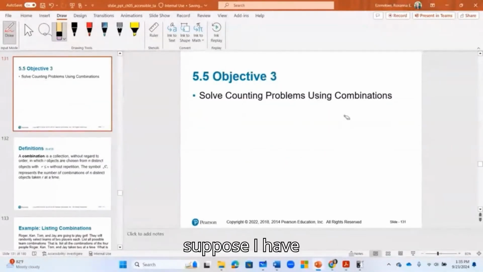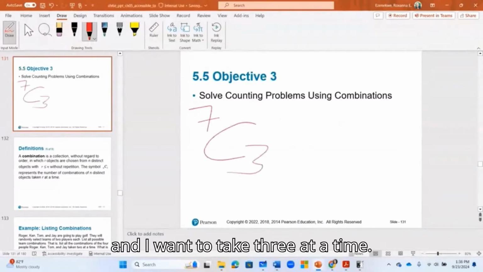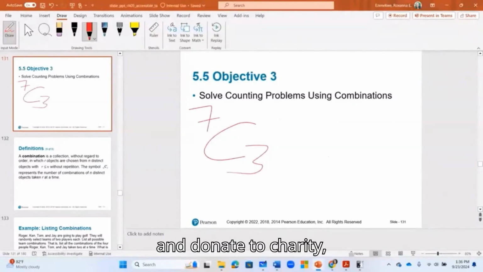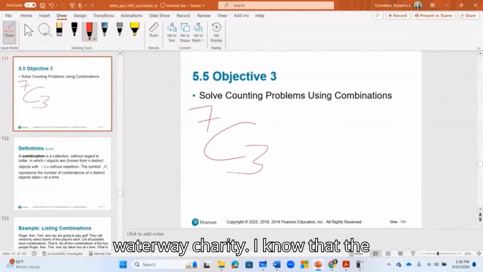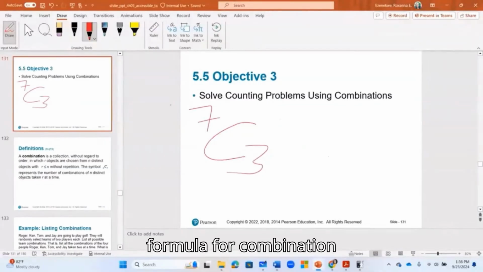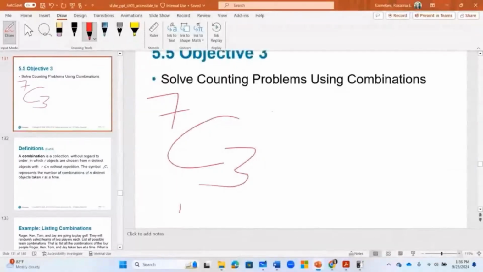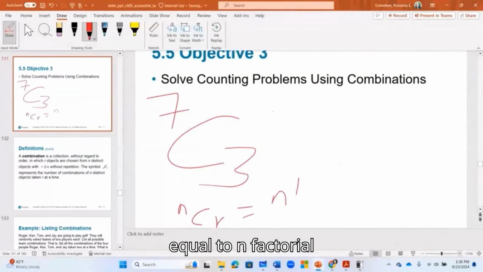Okay. Suppose I have 7 pairs of shoes and I want to take 3 at a time to go and donate to charity, no matter where the charity is. I know that the formula for combination says n combination r is equal to n factorial all over r factorial into n minus r factorial.